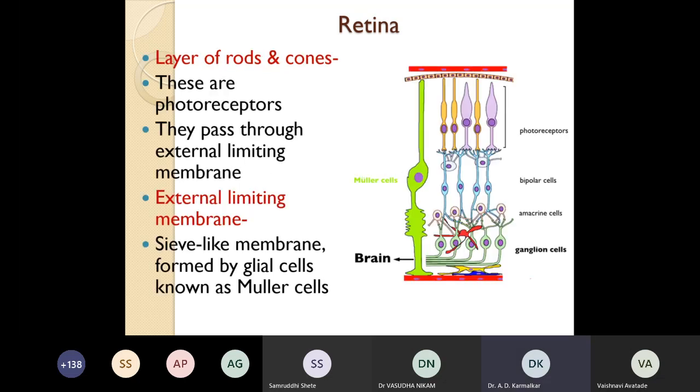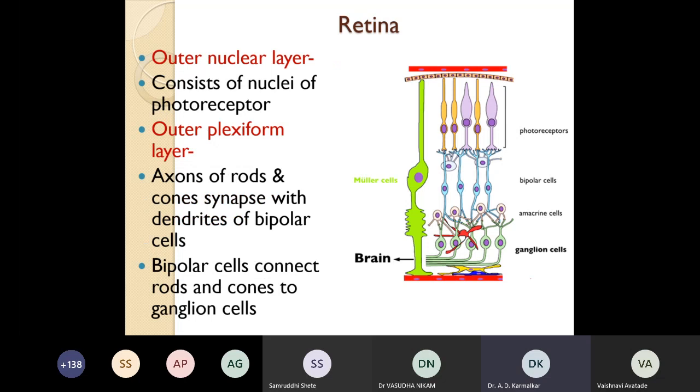Next layer is the layer of rods and cones. If you see here a schematic diagram, these are the photoreceptor cells, and as I said, the inner segment will pass through the external limiting membrane. Now what is this external limiting membrane? It is a sieve-like membrane formed by the glial cell. As shown in the schematic diagram, the glial cell is the Muller cell, also called a supporting cell.